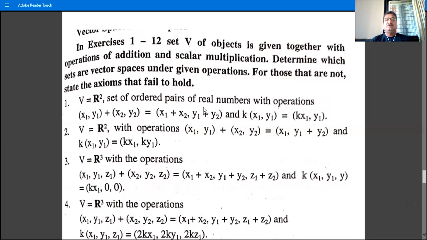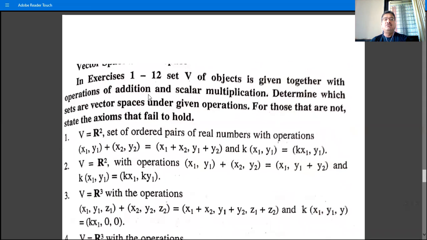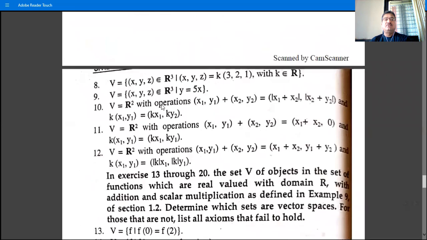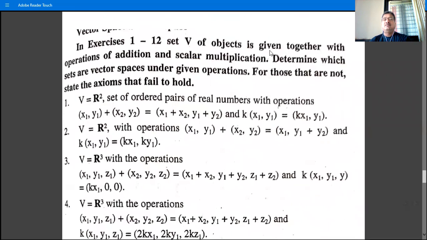Exercises on the topic vector space. So these are exercises from 1 to 12. So what is the question? Determine whether the set is a vector space under the given two operations.